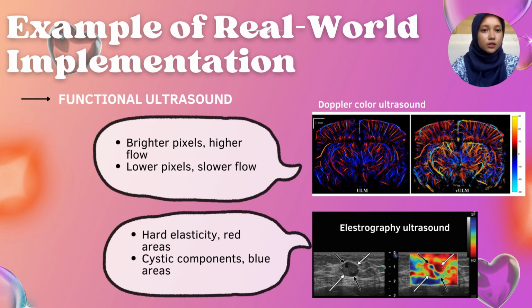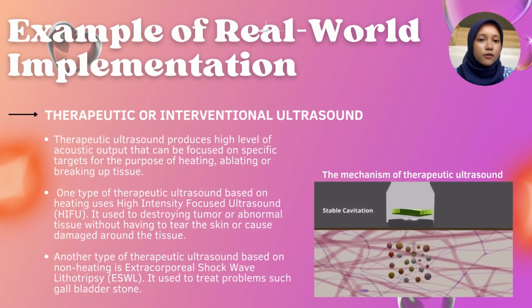On the right picture, it shows that the lesion has mixed stiffness with hard elasticity, which are the red areas with the white arrows, and the cystic component on the blue area indicated by black. Lastly, the last ultrasound is therapeutic and interventional ultrasound.